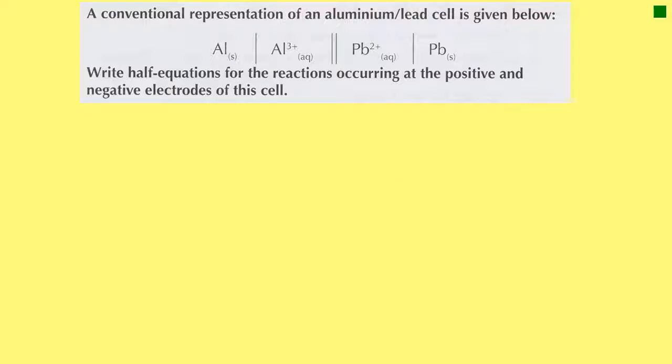So let's do another example. This time, let's do it the other way around. Let's say we're given a conventional representation of a cell, and it is an aluminium and lead cell. And what we were asked to do is write half equations for the reactions occurring at the positive and the negative electrodes. So the first thing you'll remember is that the positive electrode is on the right hand side, and that's where reduction happens. Remember that from the previous slide. And then the corollary is the negative, so that's going to go on the left hand side, and that's where oxidation happens.